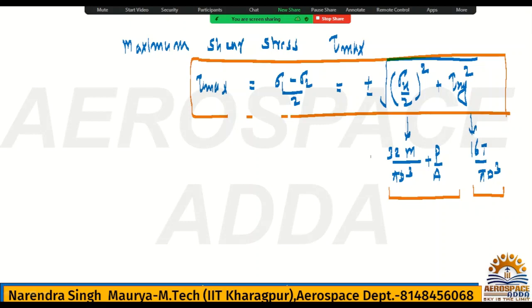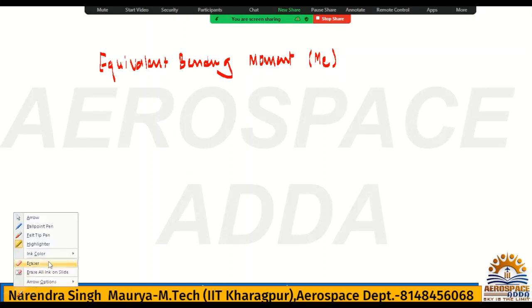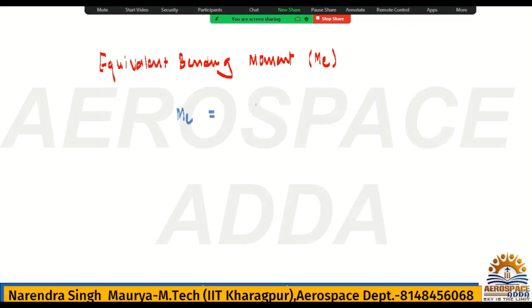So what is the equivalent bending moment? Here I can write next the equivalent bending moment, also denoted by ME, and similarly we can get the equivalent torsion also. This is a very important formula. Actually, there are 4 formulas, and if you remember all 4, then you will be able to solve the problems. So the equivalent bending moment will be the combination of both: M plus the square root of M square plus T square, divided by 2.